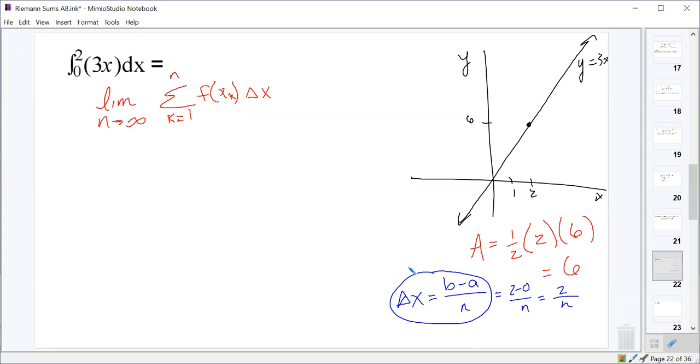Okay, cool. The next thing then that we need to figure out is what is x sub k? And x sub k is just how far over we're going each time to make our rectangles as we draw them underneath this curve. So what I'm going to do is start off by just drawing a bunch of rectangles.